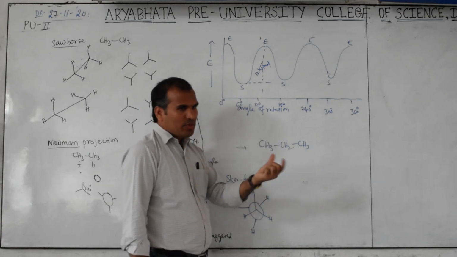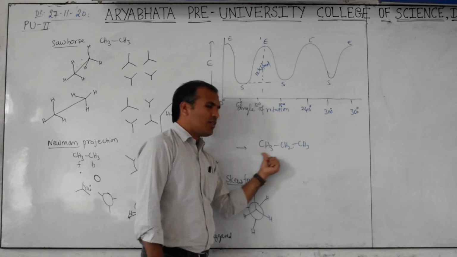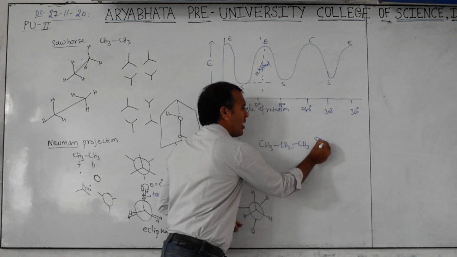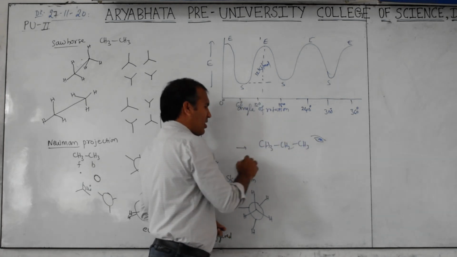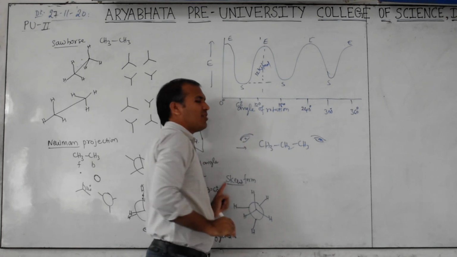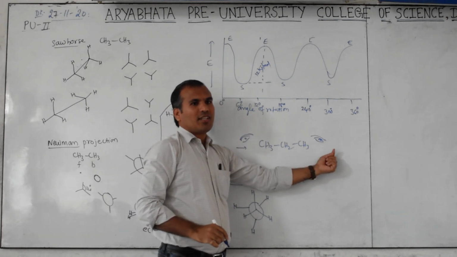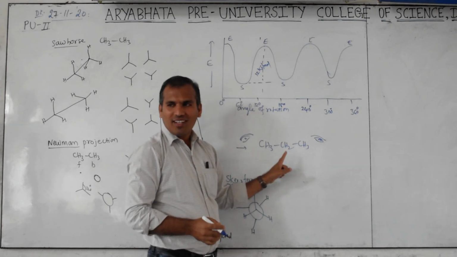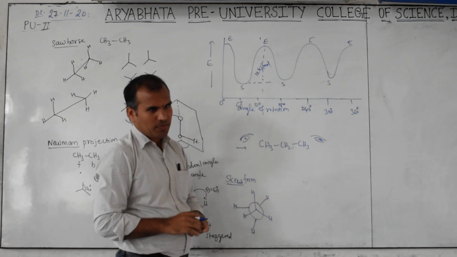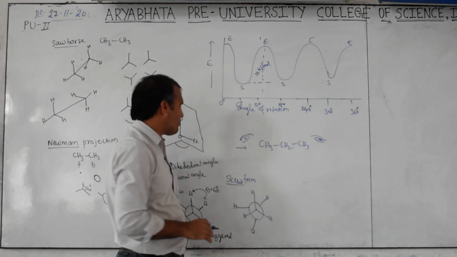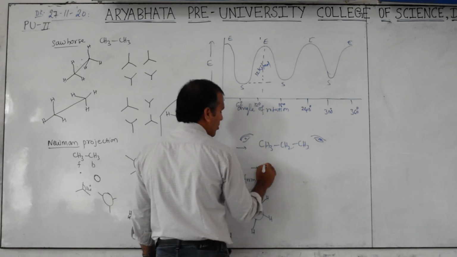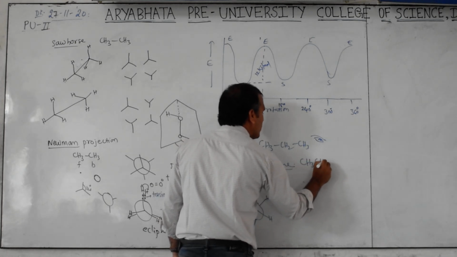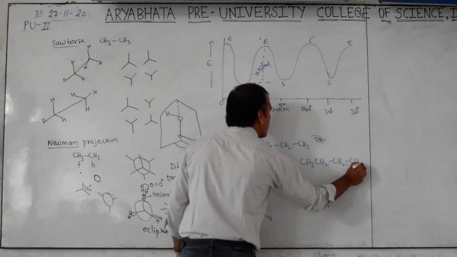Because it depends on which way you are observing, from this side or not this side. If you observe from this side, this is the front carbon. If I put the eye symbol here, then you are observing from this side, and this is the front carbon. Then this is the away carbon. Then we choose and draw the eclipse and staggered. Clear this? Then go for next, that is called next butane. Butane is CH3, CH2, CH2, CH3.